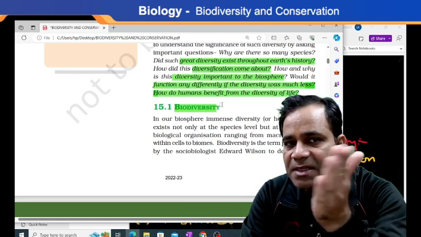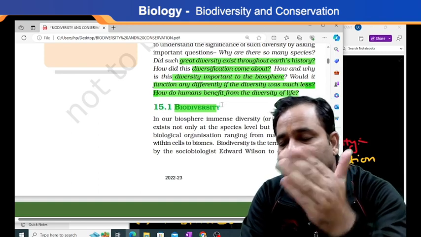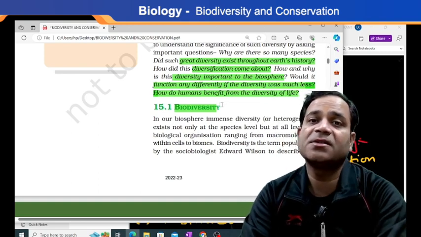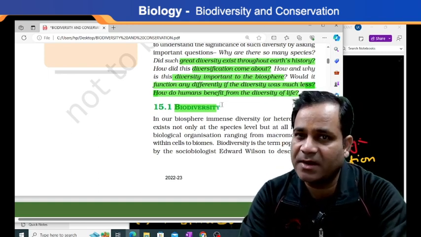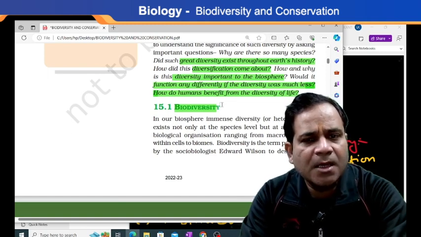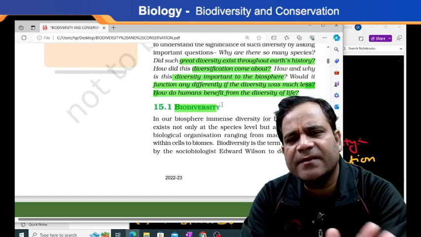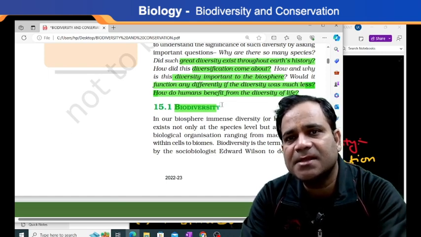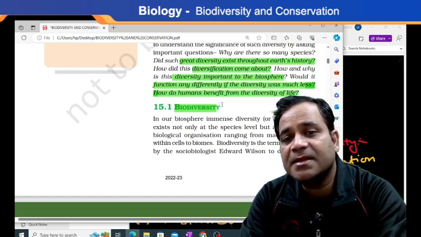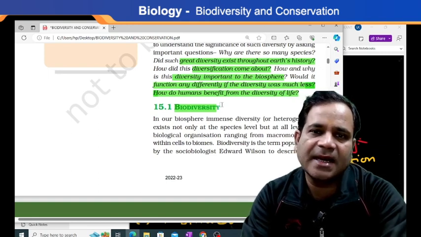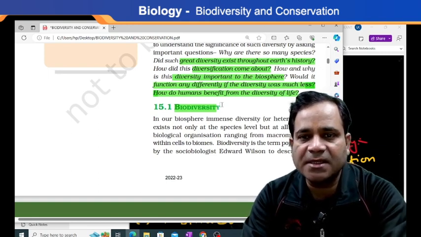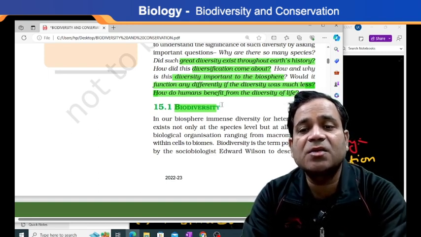Life, and diversity means what? Varieties. So what we say here, the varieties of life present on Earth is known as biodiversity, right? So in our biosphere, you all know that immense diversity. What is the meaning of immense diversity? Immense diversity means the huge diversity, or you say the heterogeneity.